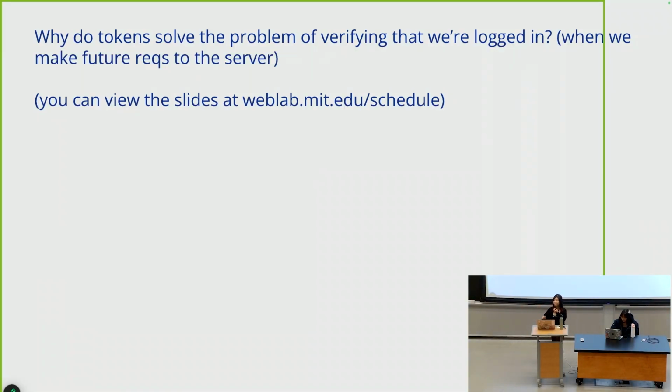So turn and talk to your neighbor again. Why do you think tokens solve the problem of verifying that we're logged in securely upon making future requests? How is this different than the dilemmas we described before? How is it different than sessions? I'll give you guys like 30 seconds to talk about it.